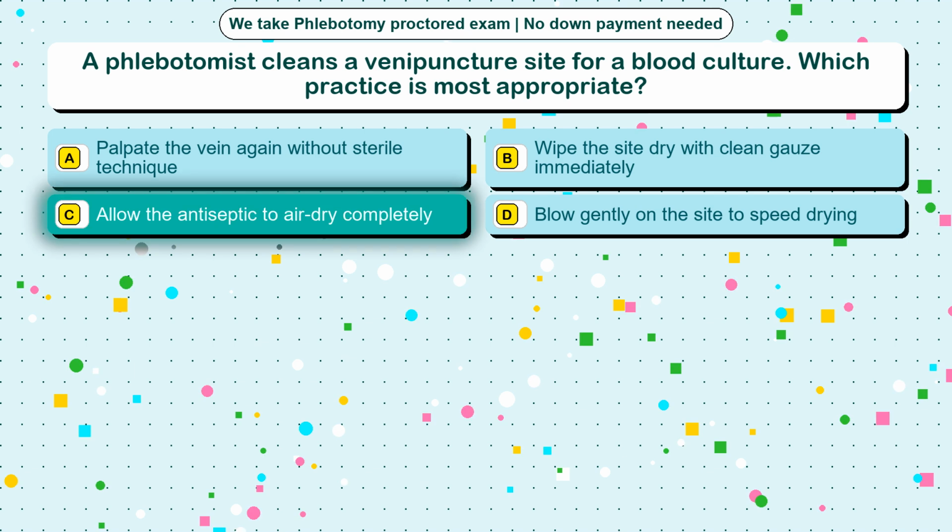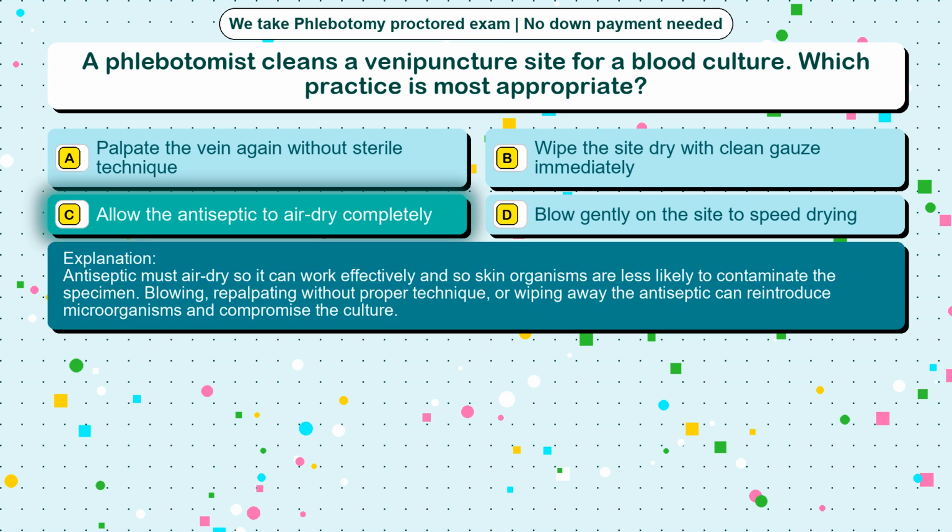The correct answer is option C, allow the antiseptic to air dry completely. Antiseptic must air dry so it can work effectively and so skin organisms are less likely to contaminate the specimen. Blowing, repalpating without proper technique, or wiping away the antiseptic can reintroduce microorganisms and compromise the culture.